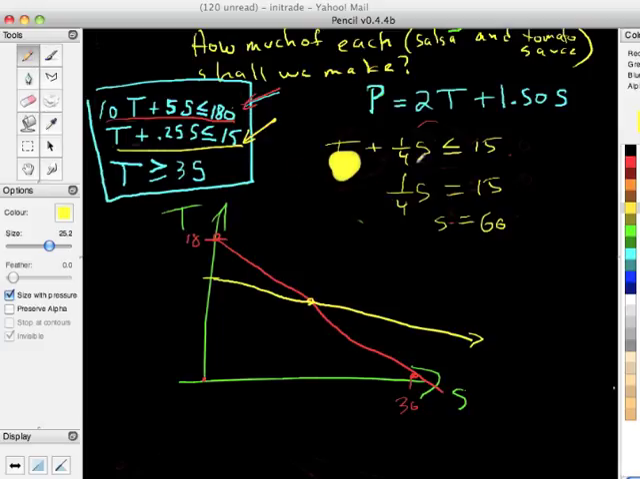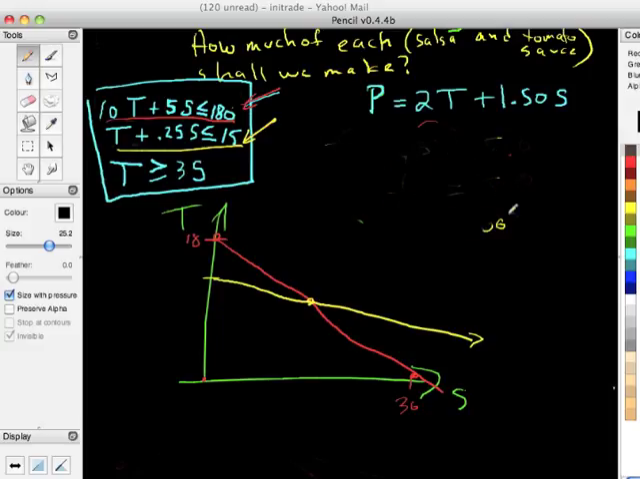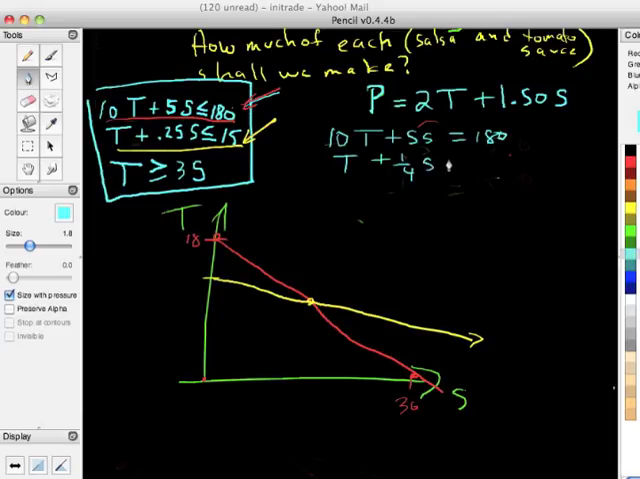We will do that by finding what point satisfies both of those equations, the red line and the yellow line. I'm just going to do this in blue. So 10t plus 5s equals 180, and t plus 1/4 s equals 15.